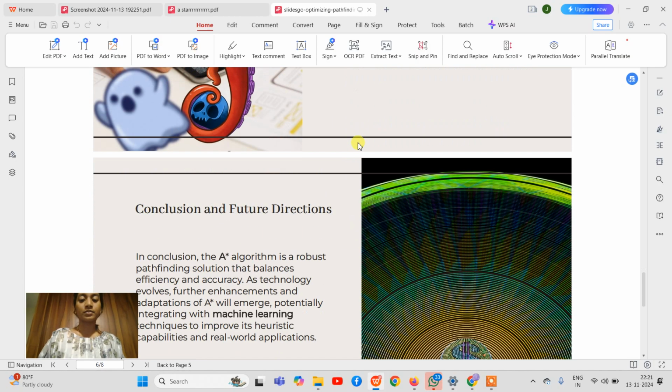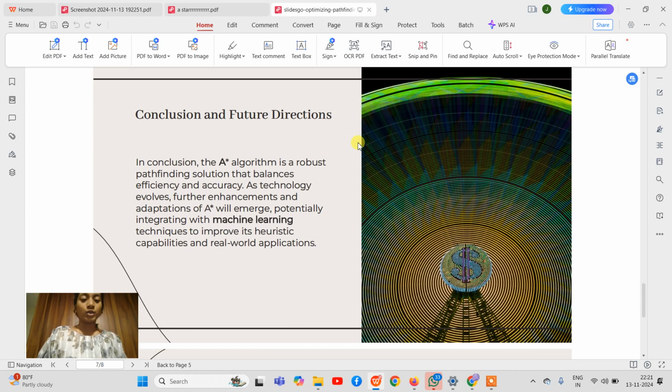In conclusion, the A-star algorithm is a robust pathfinding solution that balances efficiency and accuracy. As technology advances, adaptations of A-star will emerge, potentially integrating with machine learning techniques to improve its heuristic capabilities and real-world applications.